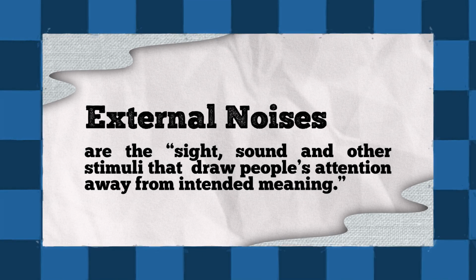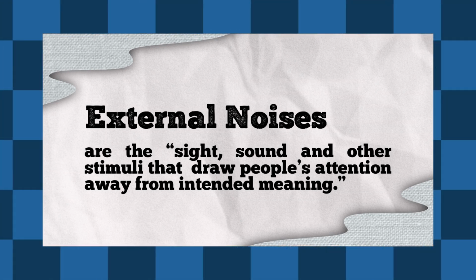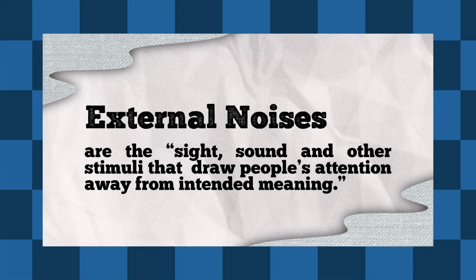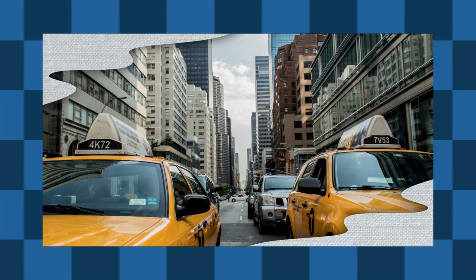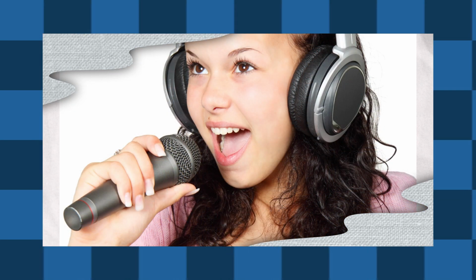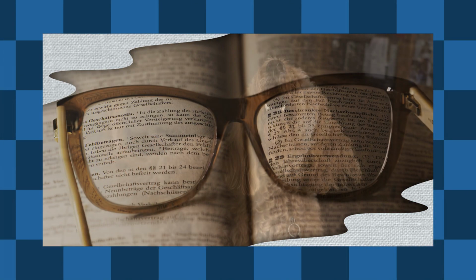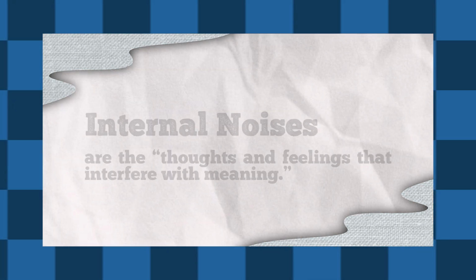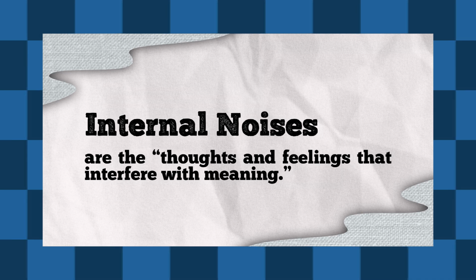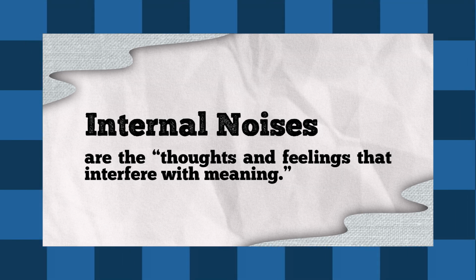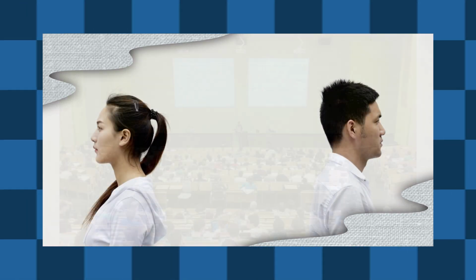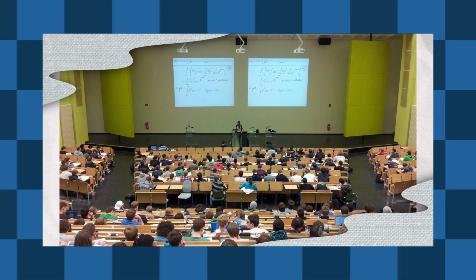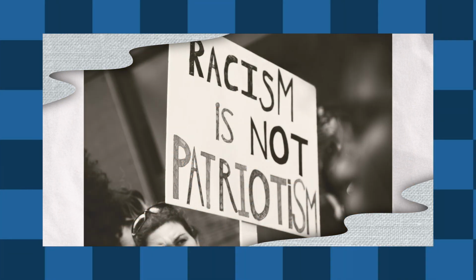External noises are the sight, sound, and other stimuli that draw people's attention away from the intended meaning. Examples: noise from vehicles, singing in the neighborhood, visual aids in front of the classroom, the dog barking, the sound of airplane. Internal noises, however, are the thoughts and feelings that interfere with meaning. Examples: confrontation with a friend, fear of speaking in front of the class, racial prejudice.